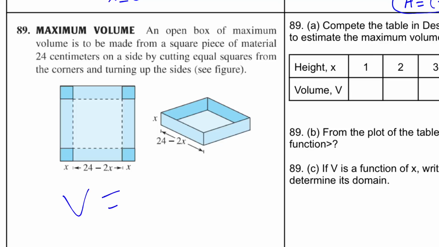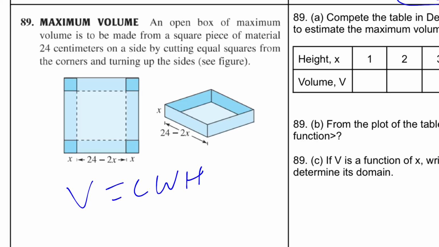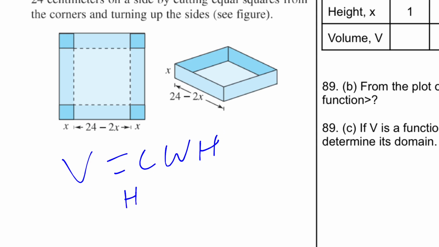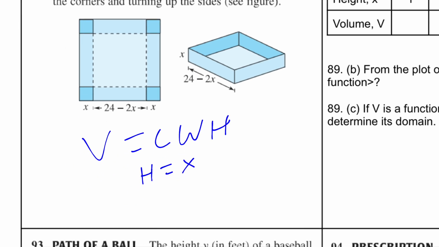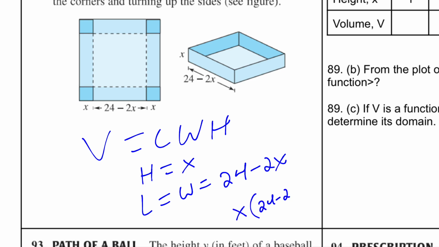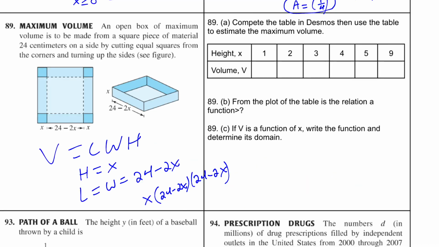So volume is equal to length times width times height. Here, the height is going to be x, and the length and the width are equal to each other because it's a square, and they're both 24 minus 2x. So if I wanted to put this in as a formula, I could write it like this: x times 24 minus 2x times 24 minus 2x, which is a little bit tricky. Why don't we just plug in some actual numbers?